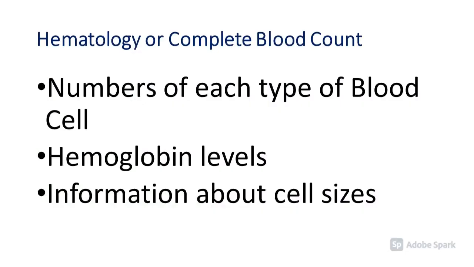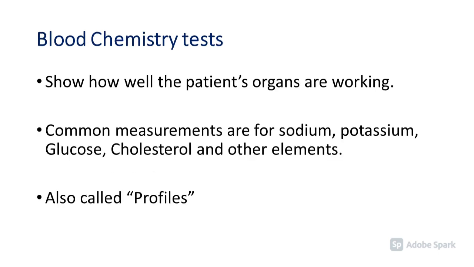Hematology or complete blood counts are common. They show the numbers of each type of blood cell, the hemoglobin levels, and information about cell sizes. Blood chemistry tests are also common. They show how well the patient's organs are working. Common measurements are for sodium, potassium, glucose, cholesterol, and other elements. Another name for these tests is profiles.